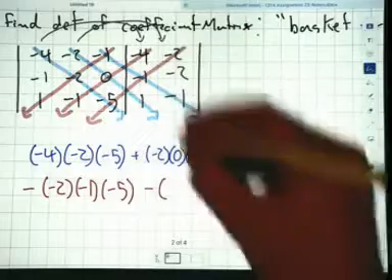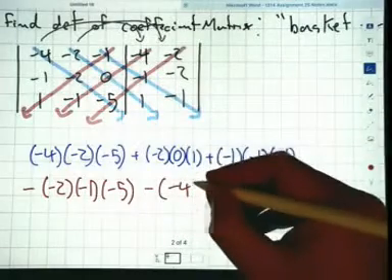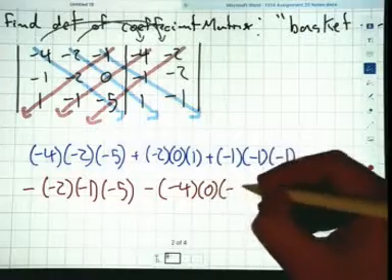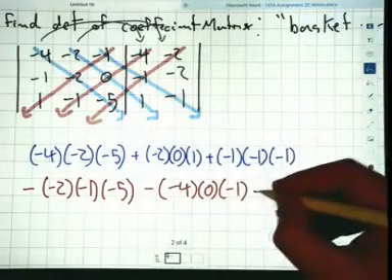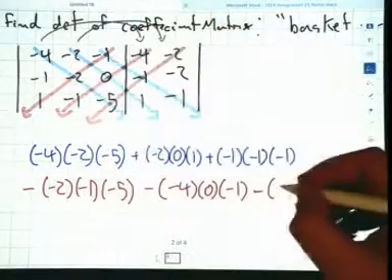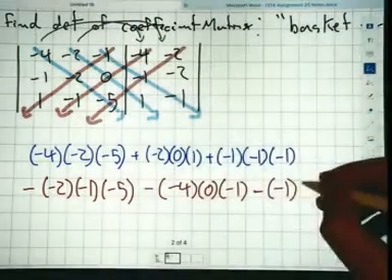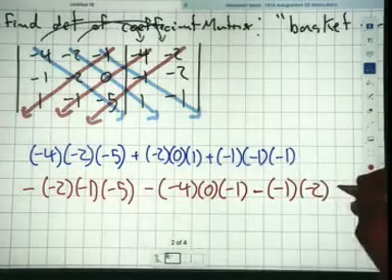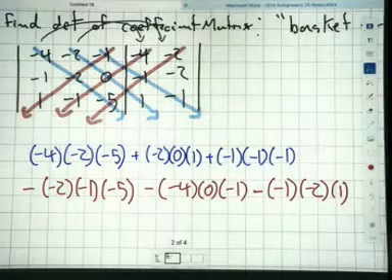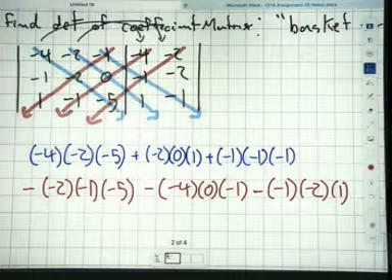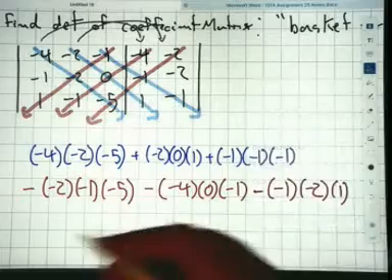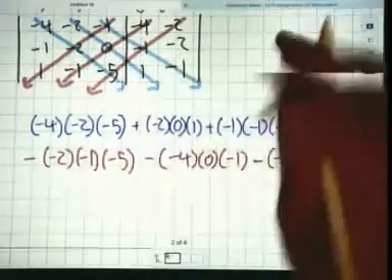Minus -4, 0, -1, minus -1, -2, 1. Okay, so now we've got to do some math. Here's the math.